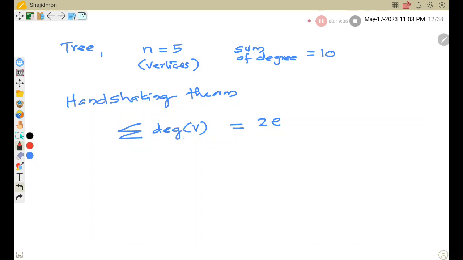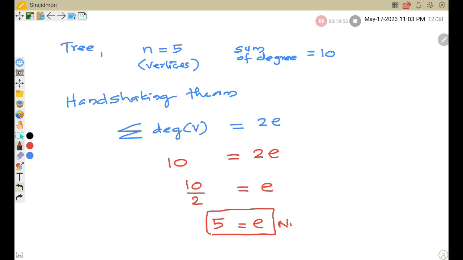The sum of the degrees equals 10, as given in the question, equal to 2 times E, correct? So from here, what is the value of E? We can divide both sides by 2. So 10 divided by 2. E equals 5, correct? That means the number of edges equals 5.